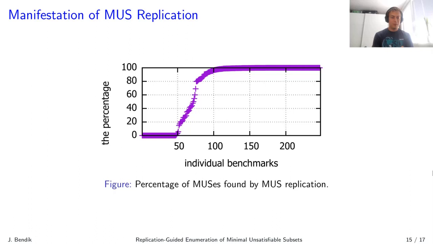In this plot, on the x-axis, you can see individual benchmarks, and on the y-axis, you can see the percentage of seeds and consequently MUSes that UniMUS identified via the MUS replication. You can see that in case of 50 benchmarks, MUS replication found no seed at all. However, in the case of the remaining benchmarks, MUS replication performed very well. In fact, in a majority of benchmarks, more than 99% of seeds and consequently MUSes were identified by MUS replication. That is, these seeds were identified without the SAT solver. So that's for MUS replication.